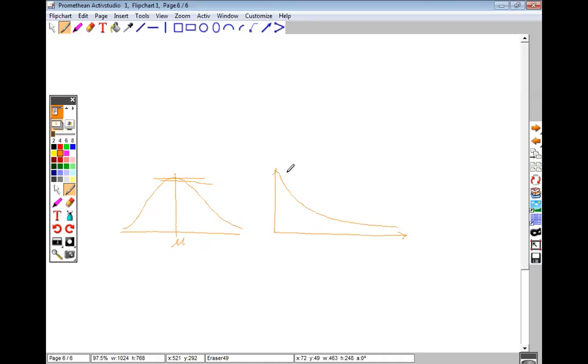Why isn't it always up there? Does anyone have any idea about this? Again, this is the PDF. This is also the PDF. And I say that this is the place where I'm observing most points. So this should be my mean. Then why shouldn't this be the mean in my exponential graph?